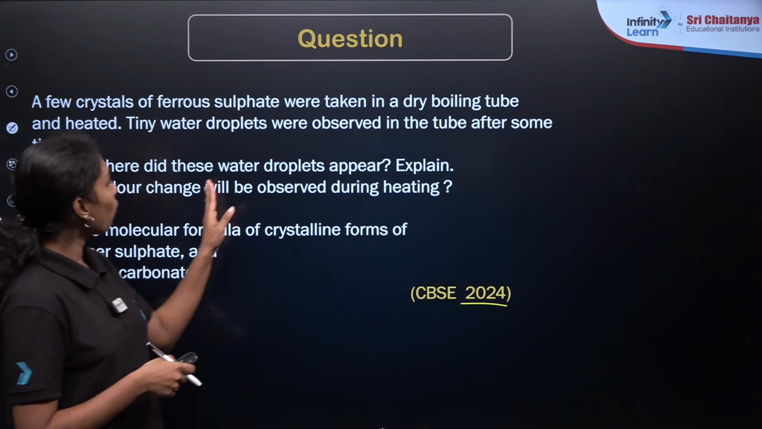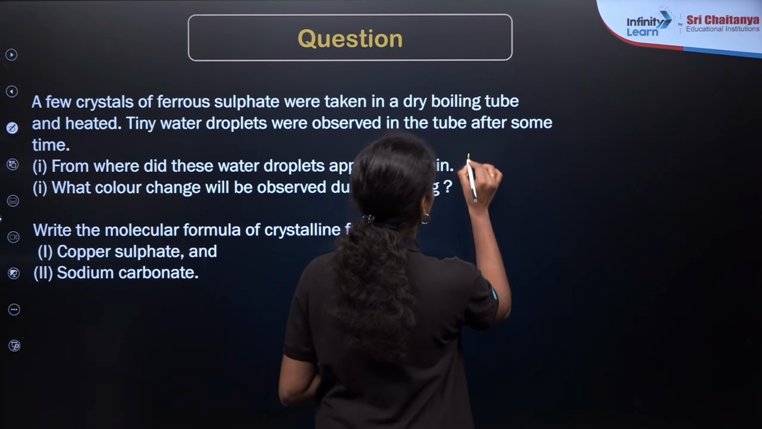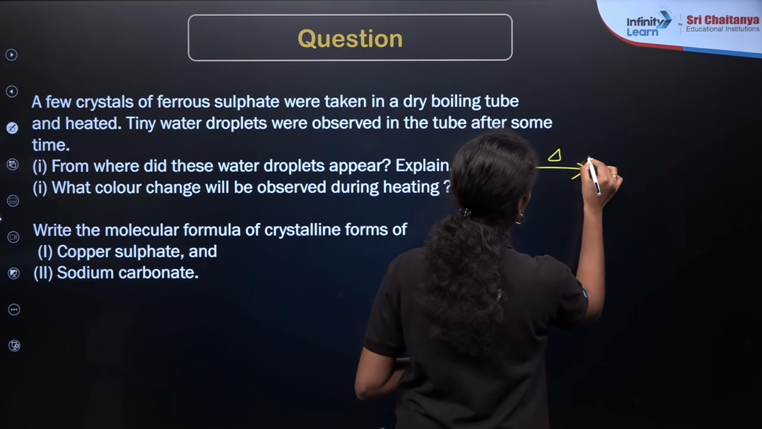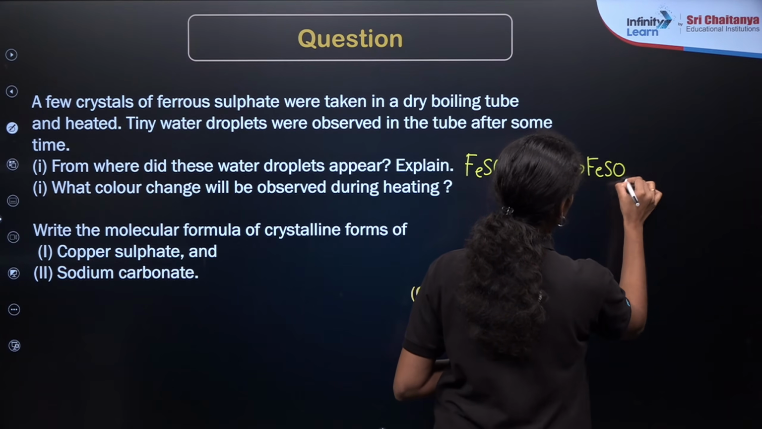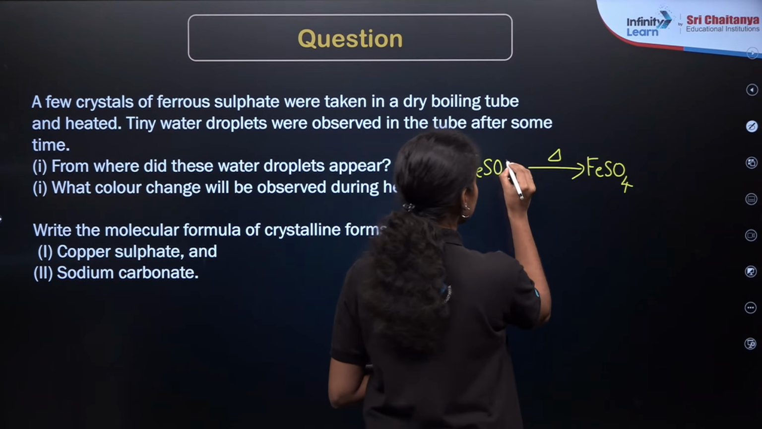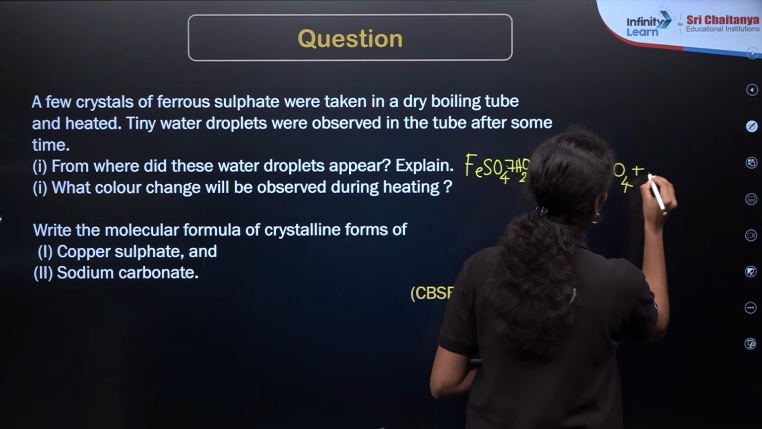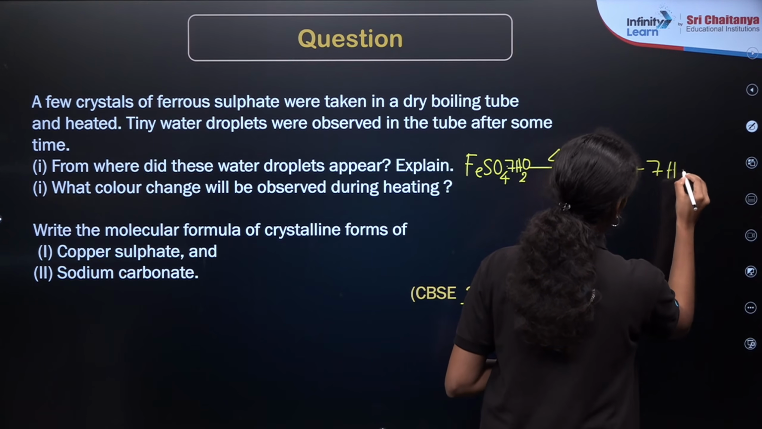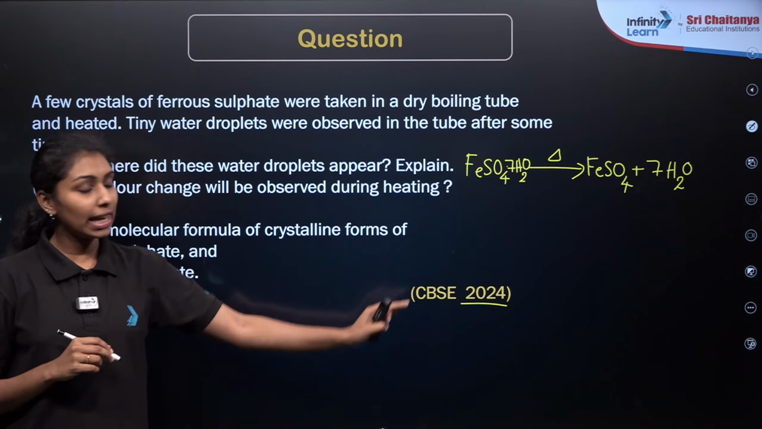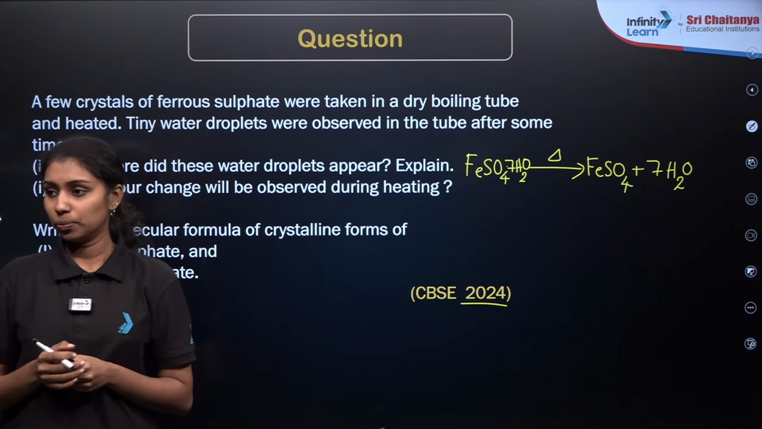Yes, the first question's answer is water of crystallization. What is the chemical formula of ferrous sulfate here, and what is the water of crystallization? It is FeSO4.7H2O. The water of crystallization is 7 here, so while heating, it is removed as tiny water droplets. That's why we see tiny water droplets when heating ferrous sulfate crystals. It is ferrous sulfate 7H2O.